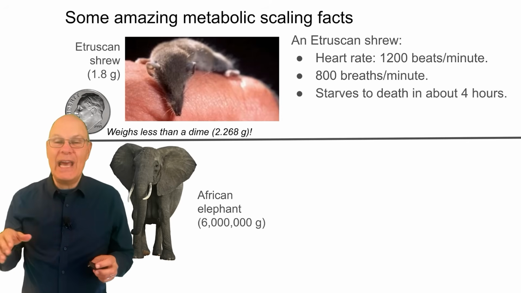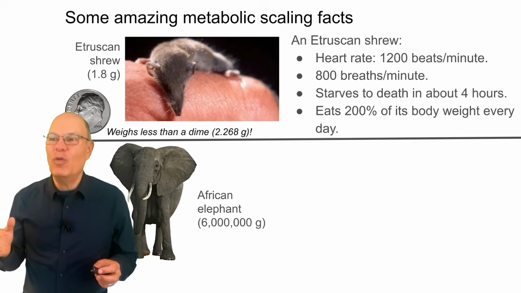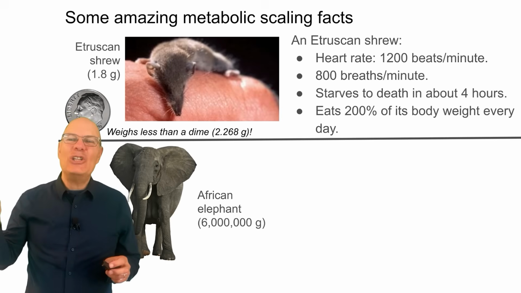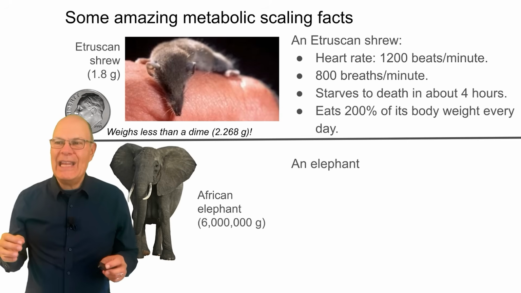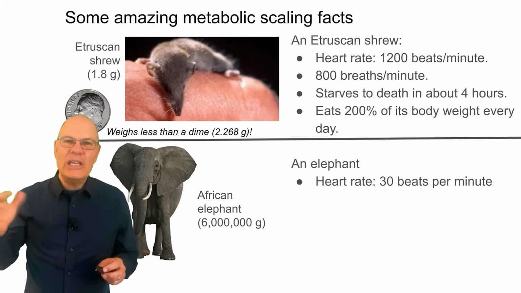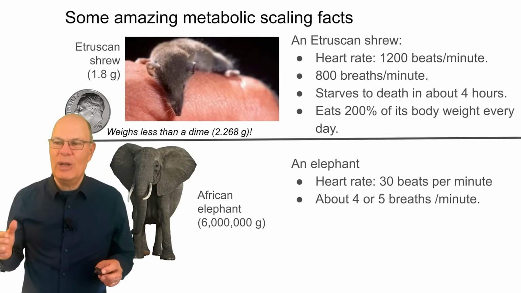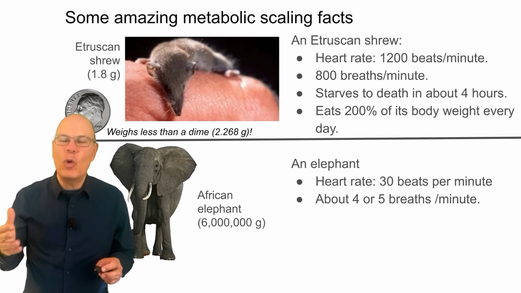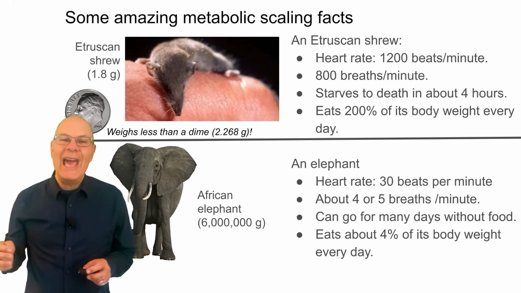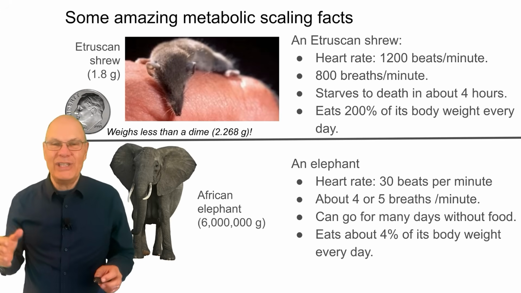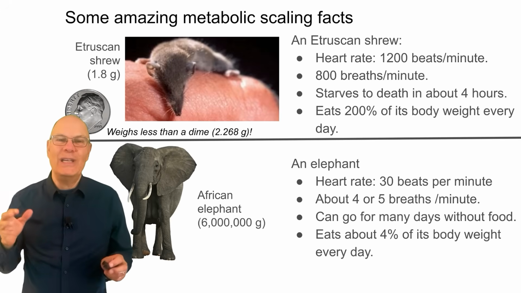It starves to death if deprived of food in just 4 hours, and it has to eat 200% of its body weight every day. An elephant, by contrast, its heartbeat is only 30 beats per minute. It takes about 4 or 5 breaths per minute. It can go many days without food, and it eats about 4% of its body weight every day.